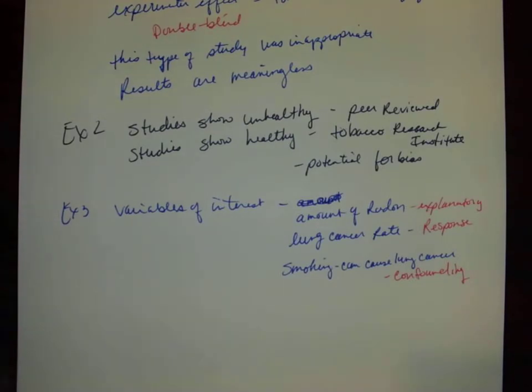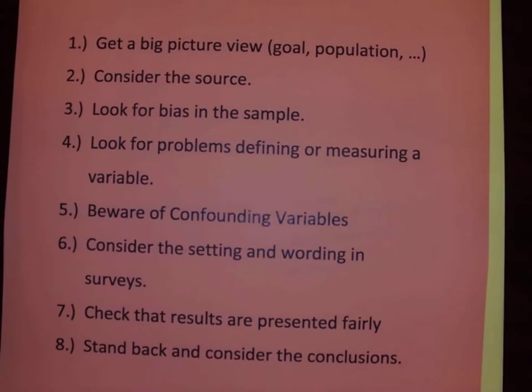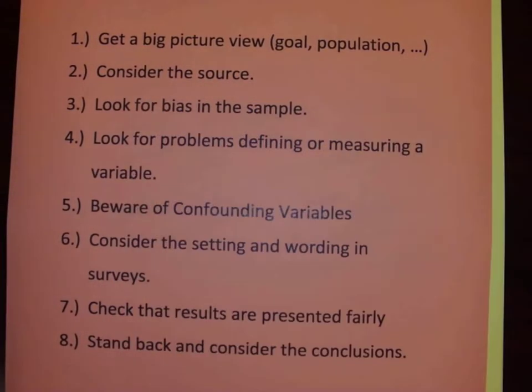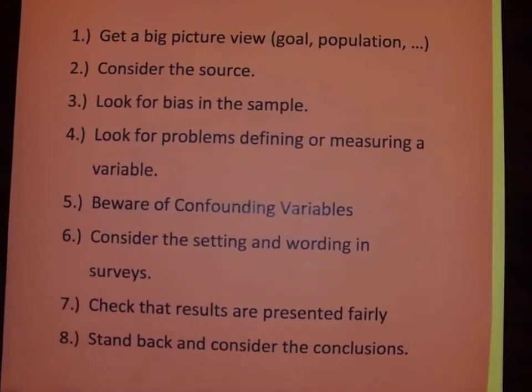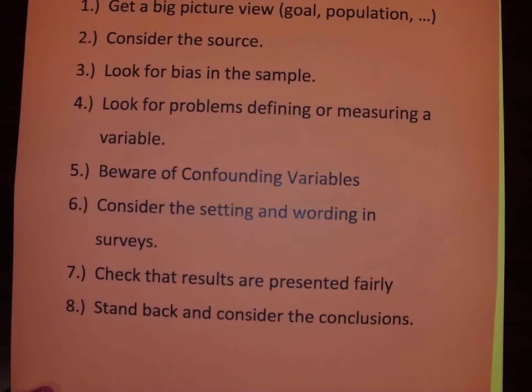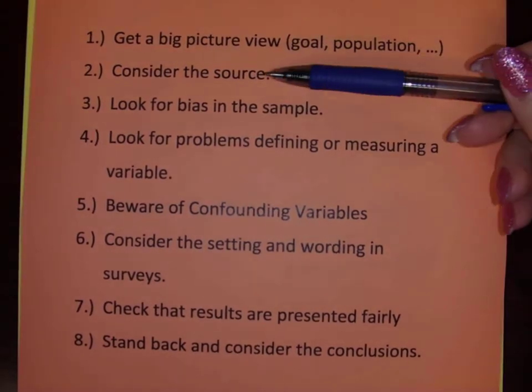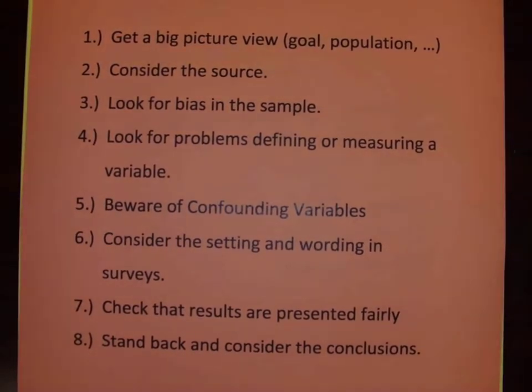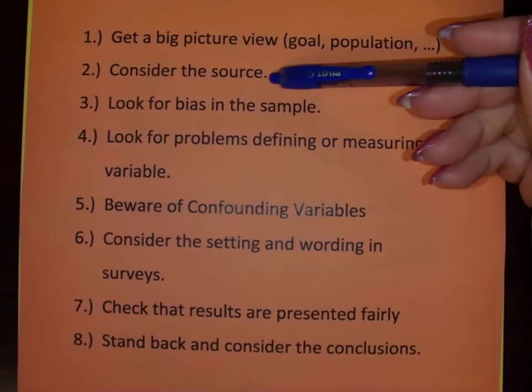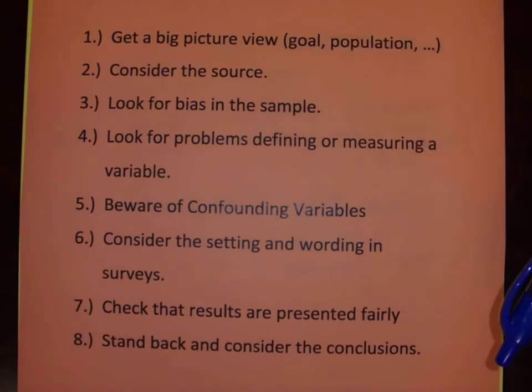And that one, we did not put which significant one. So that one would be number 5 as well. Beware of confounding variables. We're also getting a bigger picture of what's going on. On the previous one, we could have also looked at considering the source, because of the tobacco industry that was producing the survey.